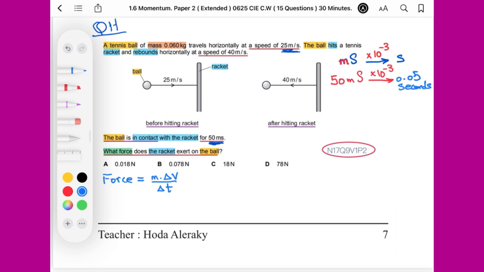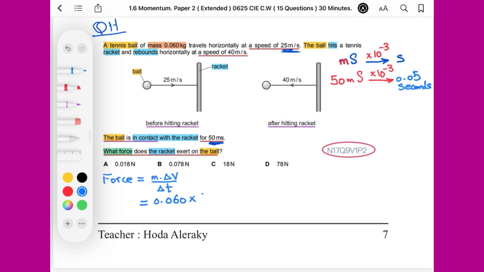Calculating the force the racket exerts on the ball, but you don't have the mass of the racket. So we consider Newton's third law of motion. For every action, you have equal and opposite reaction. So every action has an equal and opposite reaction. So we consider the force exerted by the racket on the ball will be the same magnitude as the force exerted by the ball on the racket. Okay? So when you substitute here, you have only the mass of the ball itself, and we don't have the mass of the racket. So we are calculating here the force.